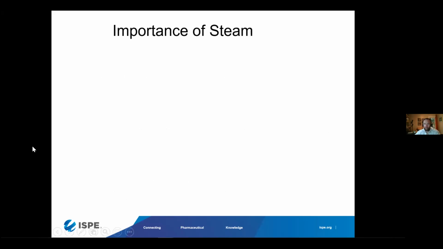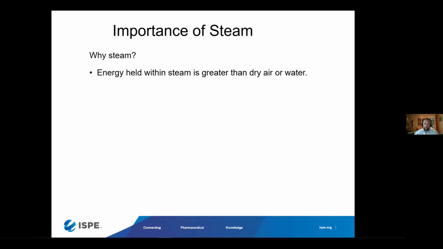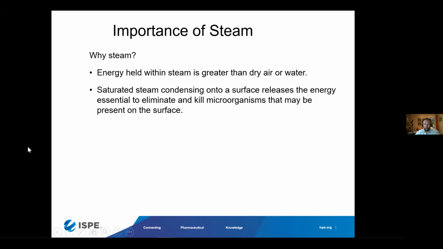But what about steam makes it a very good sterilant? Specifically, the energy held within steam is greater than dry air or water. Saturated steam condensing onto a surface releases the energy essential to kill the possible microorganisms on the surface. So saturated steam is where there's a balance between the pressure and the temperature. You have the maximum possible energy for the sterilization to occur.